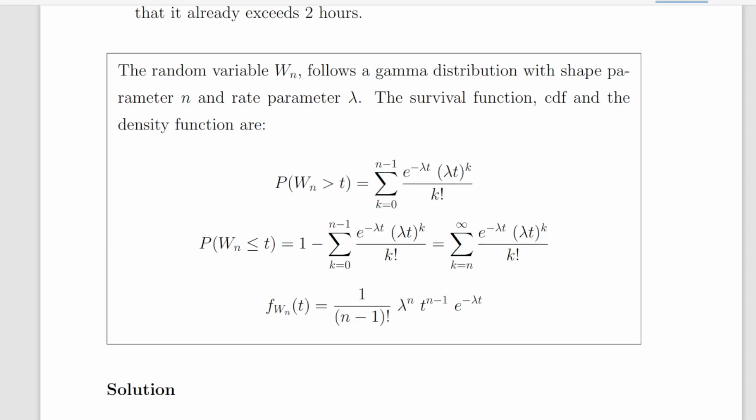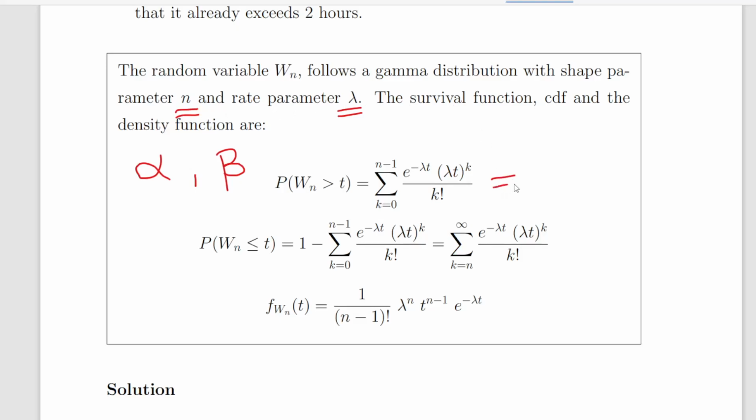This is generic text that we would use anytime we want to read up about the gamma distribution. Here, a random variable Wn follows a gamma distribution with a shape parameter n and a rate parameter lambda. It's common to state them in terms of alpha and beta, and we will shortly when we look at the next part. But here, the notation is in terms of n and lambda.